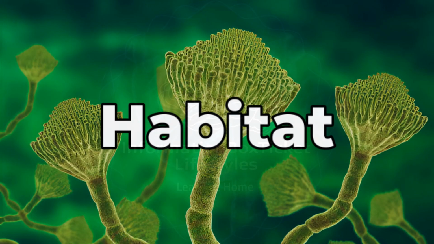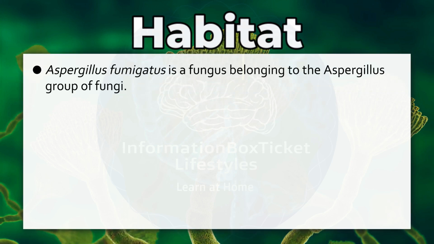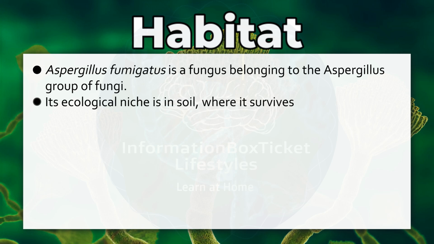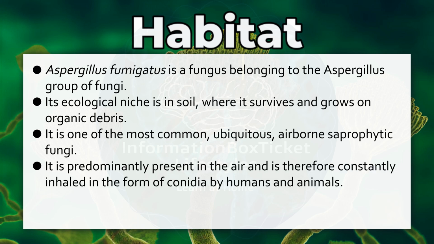Habitat of Aspergillus fumigatus. Aspergillus fumigatus is a fungus belonging to the Aspergillus group of fungi. Its ecological niche is in soil, where it survives and grows on organic debris. It is one of the most common, ubiquitous, airborne, saprophytic fungi. It is predominantly present in the air and is therefore constantly inhaled in the form of conidia by humans and animals.